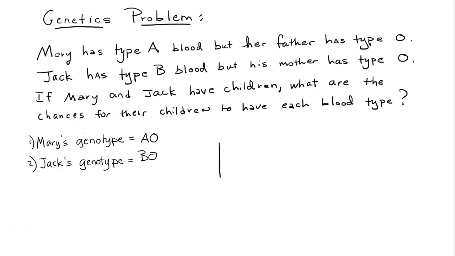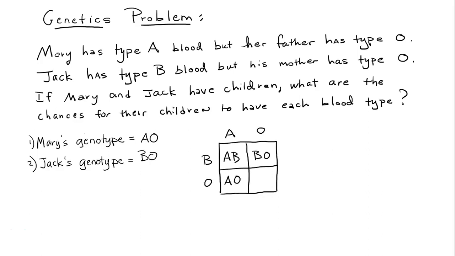What are we going to do with this information? We're going to make a Punnett square. We put Jack on one side and Mary on the other, and then we match up each of these gametes and look at all the different types of blood that their children could have. So we've got a big answer evolving here. What is the answer?